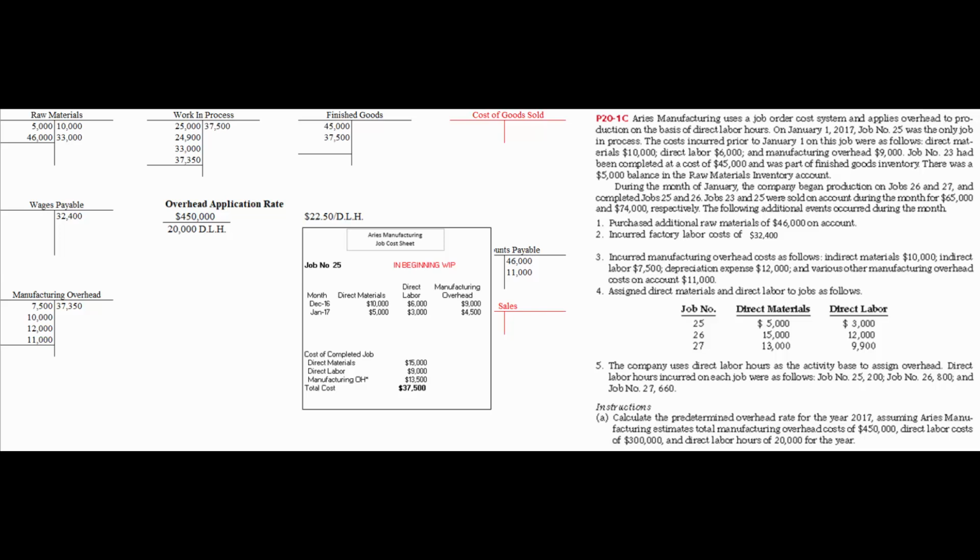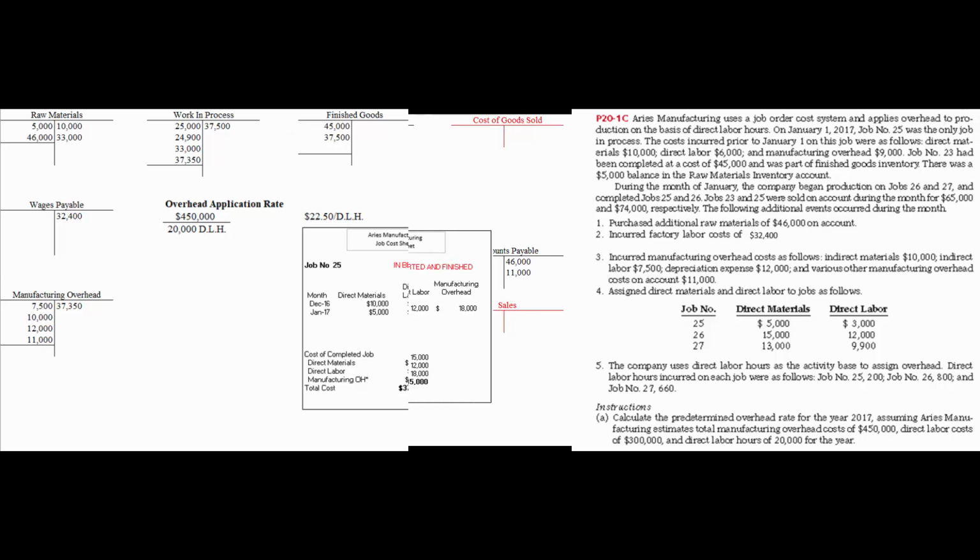The problem tells us that job 25 got completed, so we'll debit finished goods for $37,500 and credit work in process for $37,500. That's what it costs us to make that job.